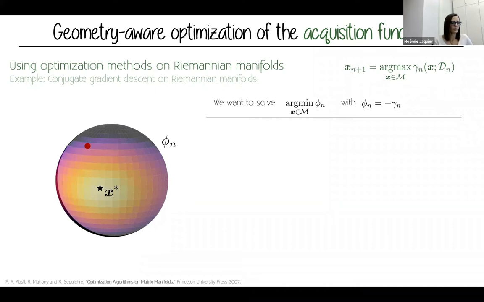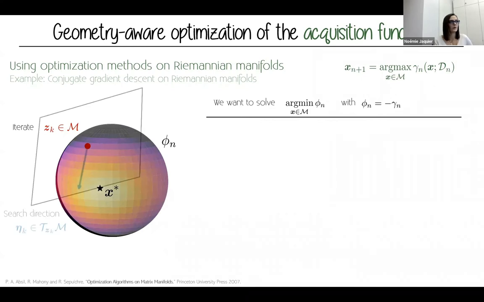For our gradient descent, we start with an iterate which is lying on the manifold. This is the red point. And you have a search direction, which is given by a vector on the tangent space of our initial iterate. Once you have this, you want to find the next iterate. So you want to do your gradient descent on this manifold.